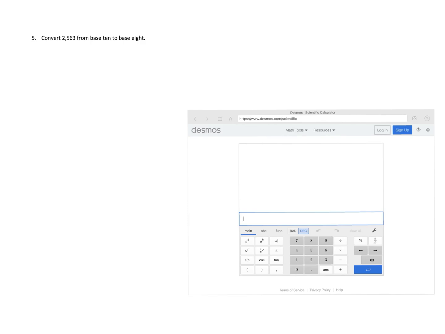Okay, I want to convert 2,563 from base 10 to base 8. Base 8 means that if I write it in expanded notation, my powers are going to be of 8 instead of 10. So I want to take 2,563 and write it as something times 8 to a power, and I'm going to have to figure out what powers.